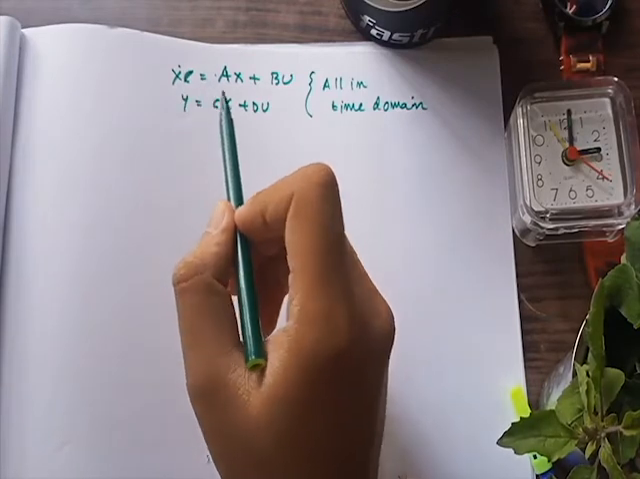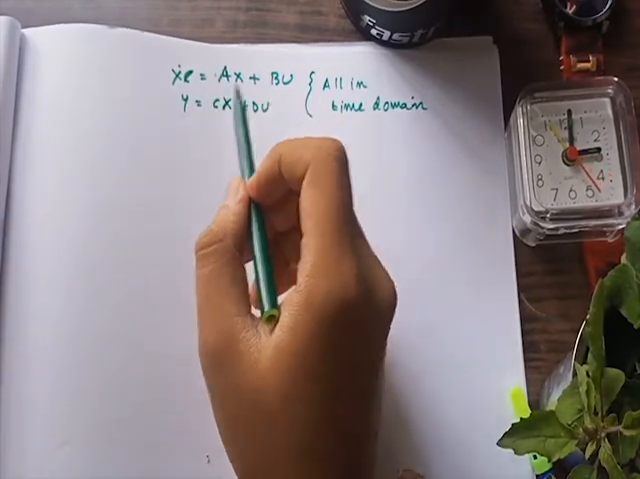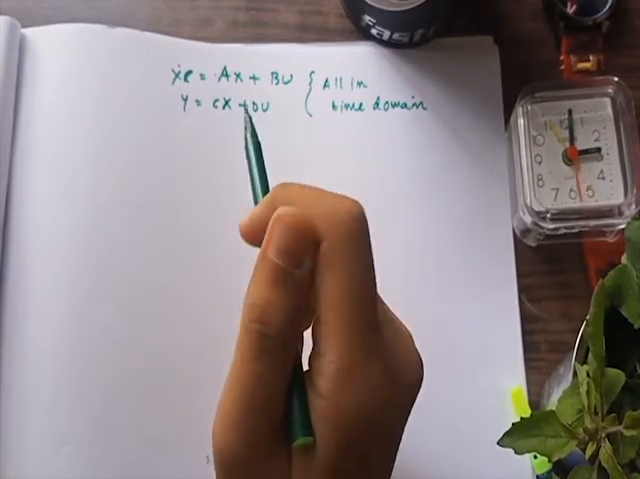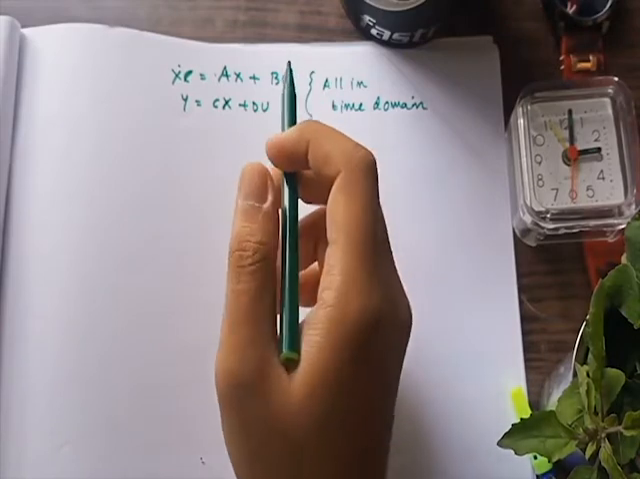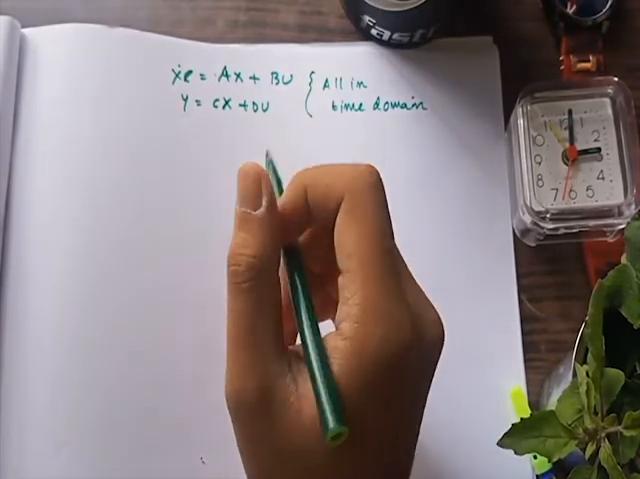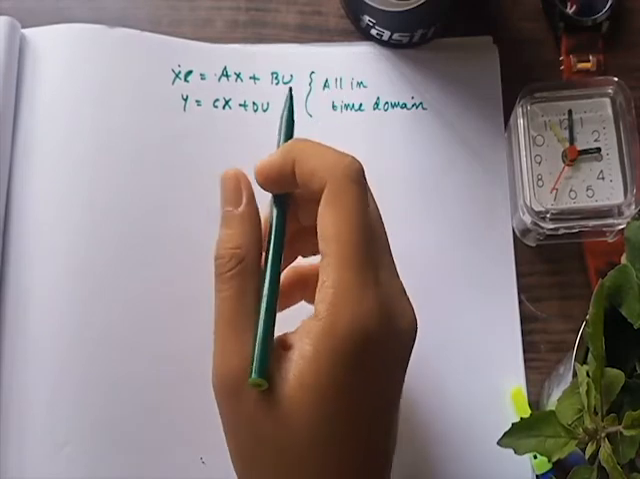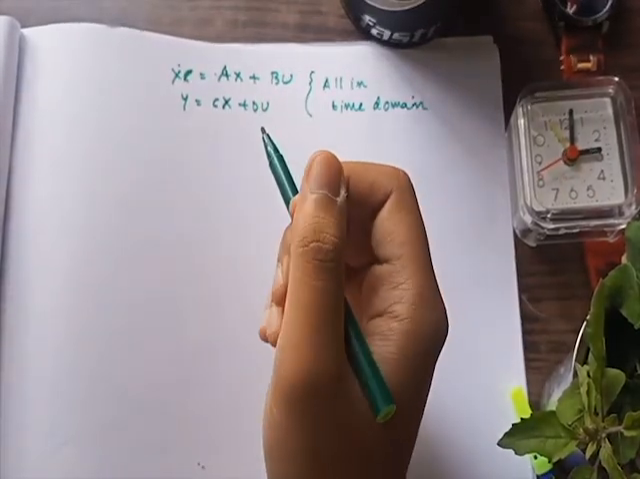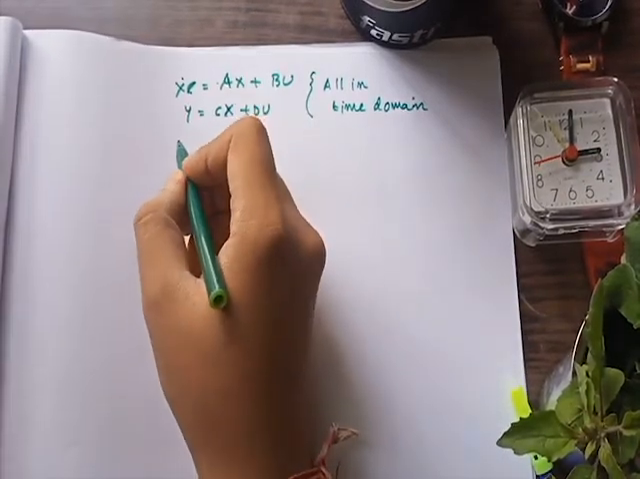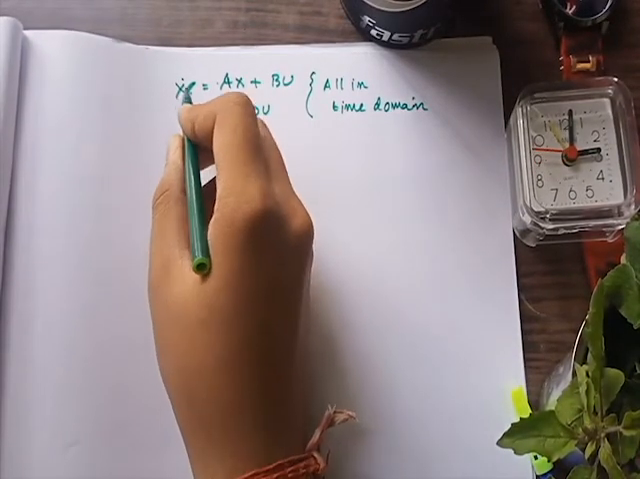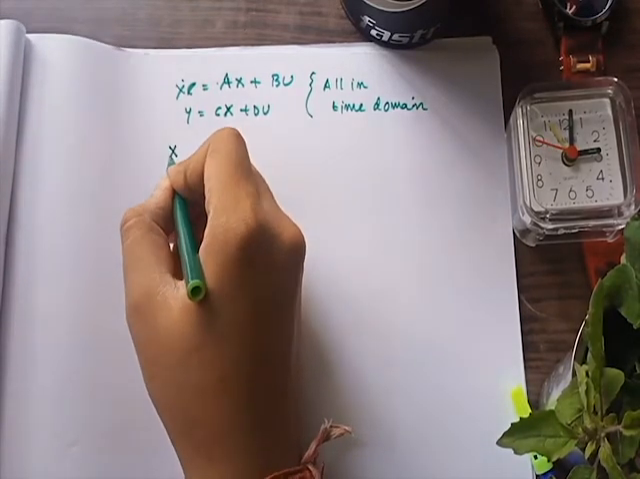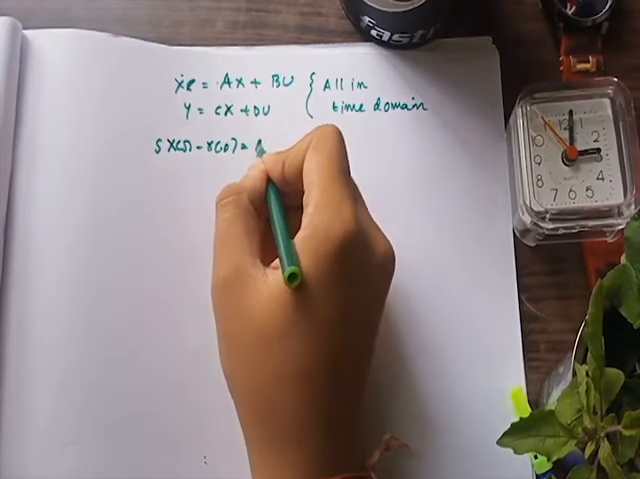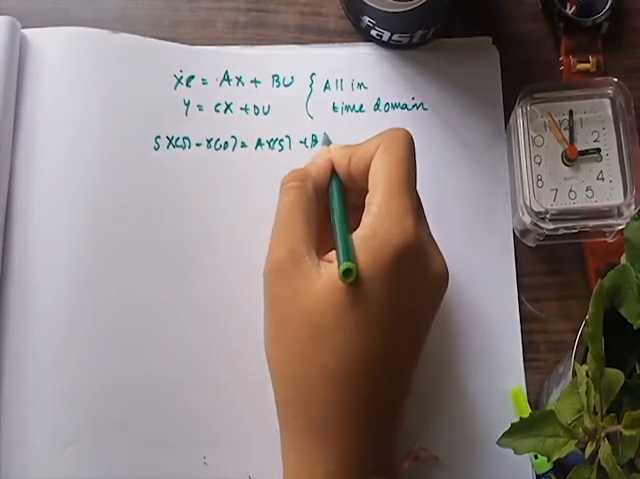All of this x, y and x dot are in the time domain, and A, B, C, D are matrices which will have some values. But for the Laplace transform, we have to take the equation into the s domain. We can do that by taking the Laplace transform. If we take the Laplace transform of the first equation, we will have s times x of s minus x0 is equal to A times x of s plus B times u of s.